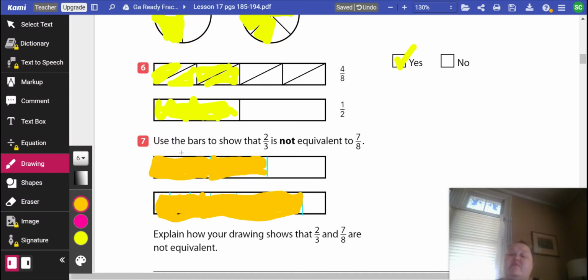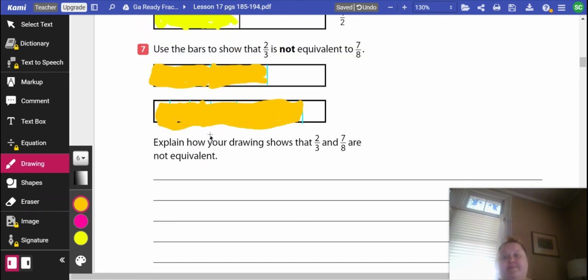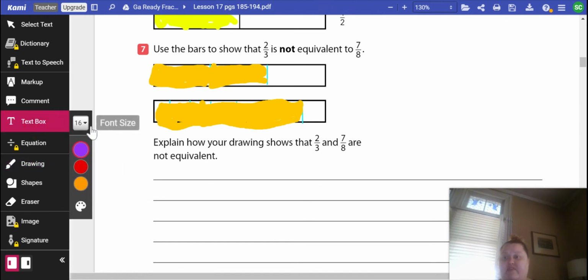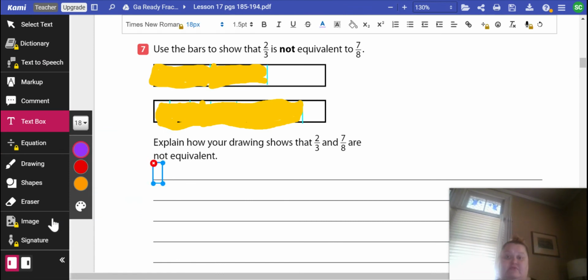Okay, so now we can very easily see that 2/3 is not equivalent to 7/8 because 7/8 looks like it is greater than 2/3. 2/3 is actually less. Now we have to explain. So let's think about that. So we want to show that 2/3 and 7/8 are not equivalent. Well, if I look at these, it wants me to explain my drawing. So we're going to come over here and we're going to use words to explain.